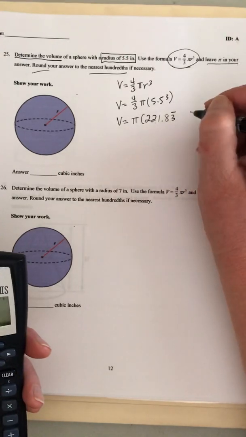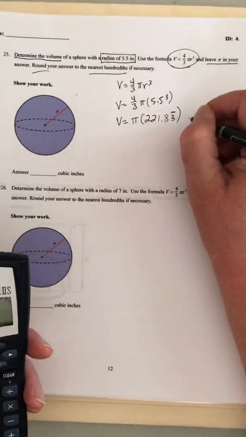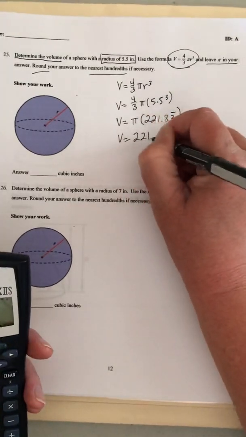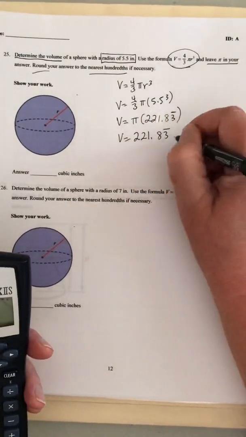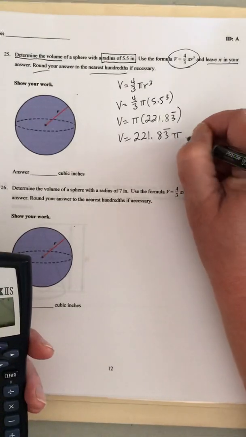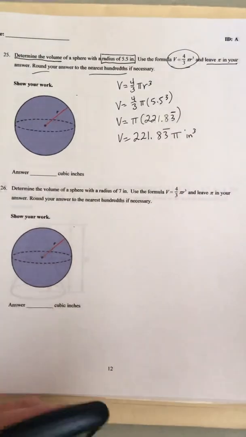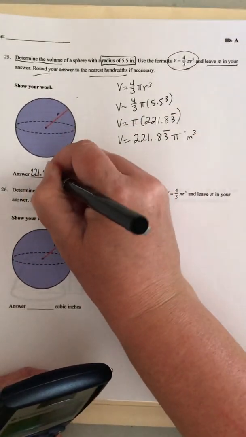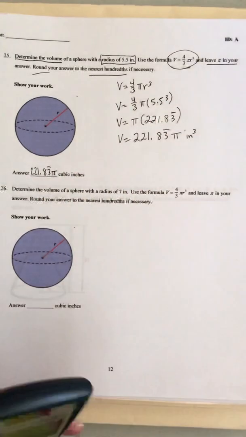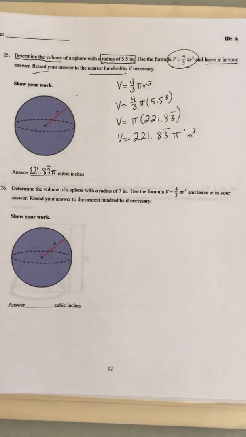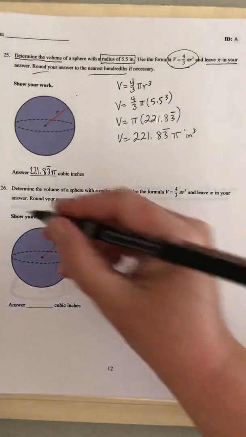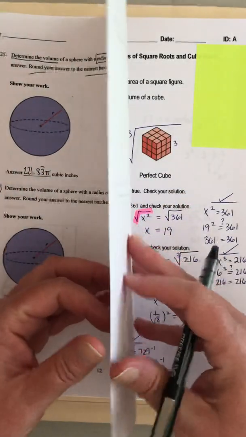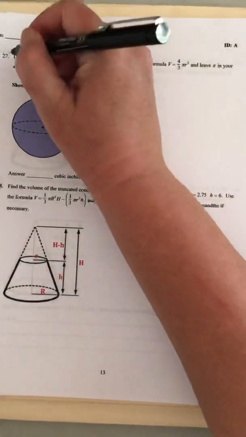repeating. Okay, and that now goes out in front, so 221.83 repeating pi cubic inches. Don't forget the pi and the bar over the 3 because it was repeating. Okay, that's all you had to do. So you're going to use that information to do questions 26 and 27.